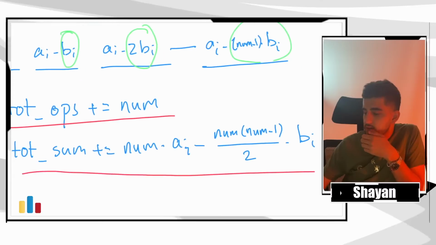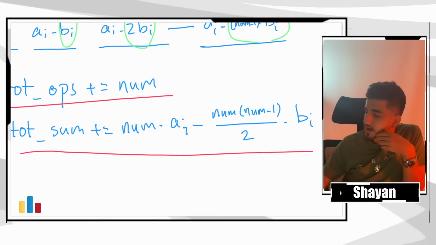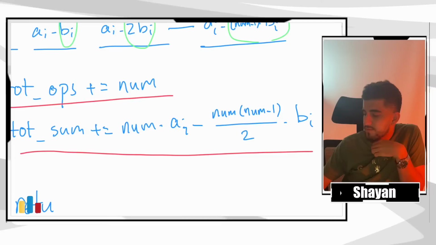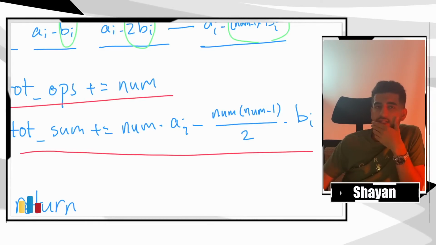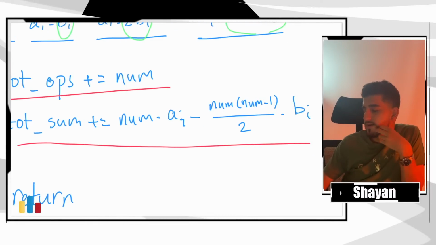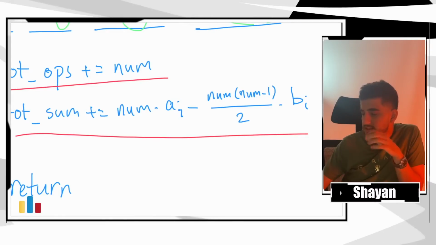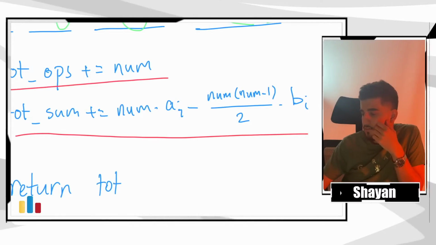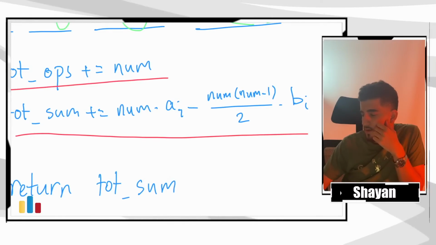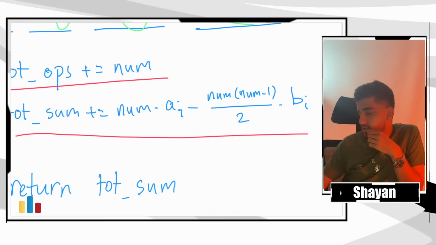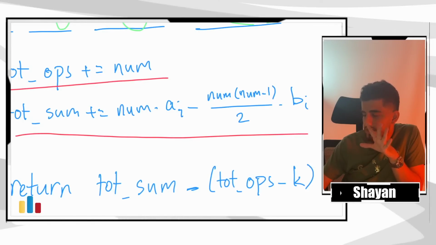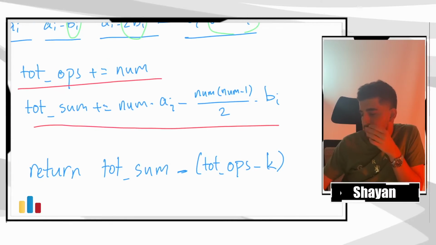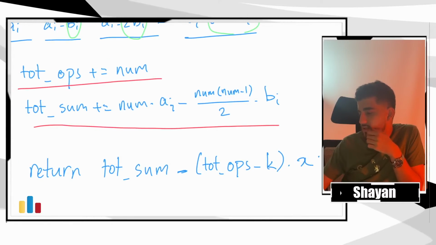And at the end, when I find the maximal x such that get of x is greater than or equal to k, I should return for that specific x the total sum minus total operations minus k, those additional operations that I should not have, times x.